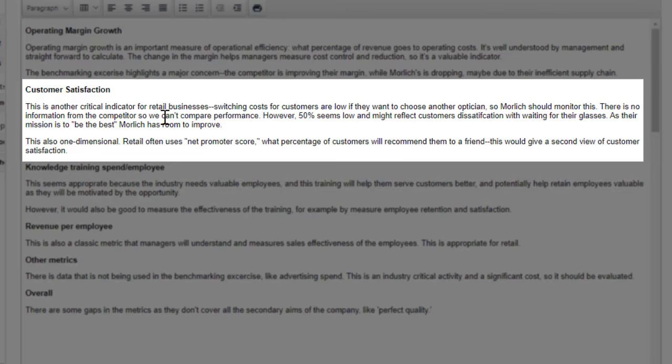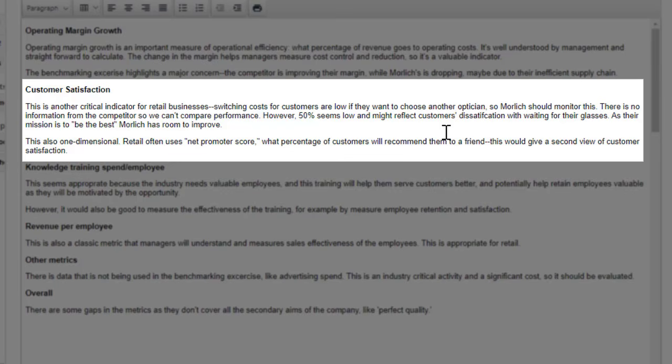To continue, there is no information from the competitor, so we can't compare performance. However, 50% seems low and might reflect customers' dissatisfaction. Oops, a little spelling mistake there, and a little grammar mistake. There should be an apostrophe there for possessive. But you won't lose any marks for spelling or grammar errors. If the marking team understands the point you're making, you will get the credit.